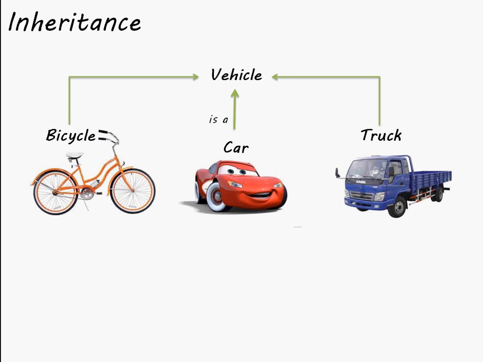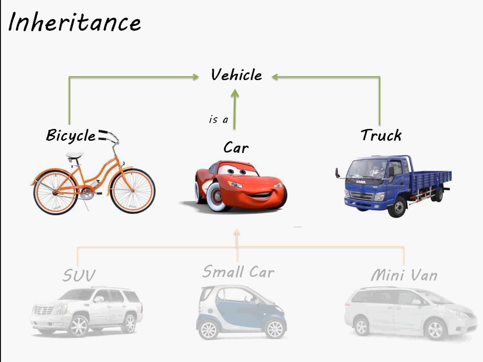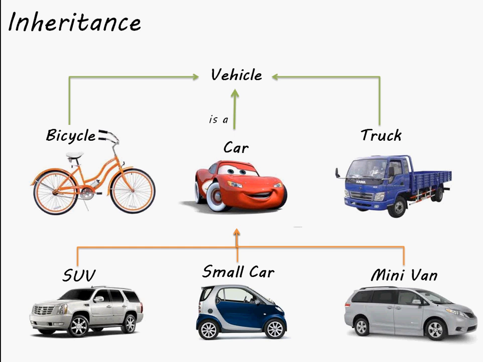Likewise, a car can be further classified into SUV, small car, minivan, etc. Therefore, these subclassifications inherit from a class called car. So this is inheritance.